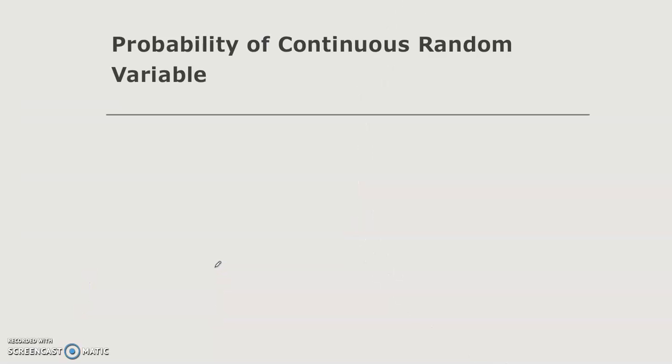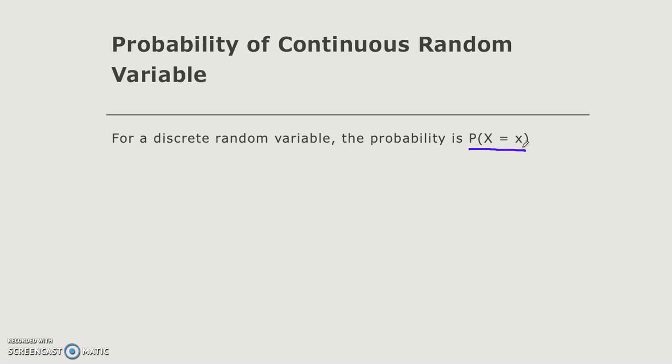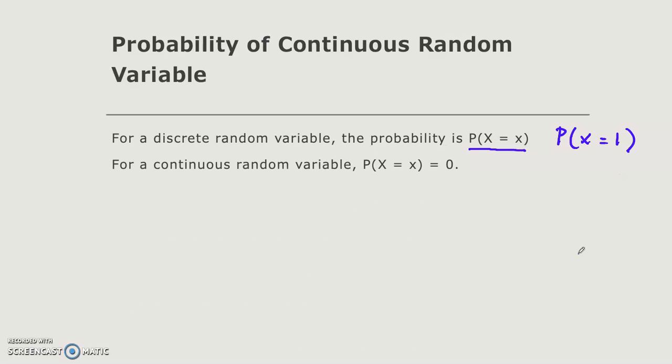For a discrete random variable, we can compute the probability that it assumes a particular value x, written as P(X = x). For instance, for a binomial random variable, we can calculate the probability of exactly one success in n trials to be P(X = 1). We cannot make this calculation with a continuous random variable. The probability that a continuous random variable assumes a particular value x is equal to 0.